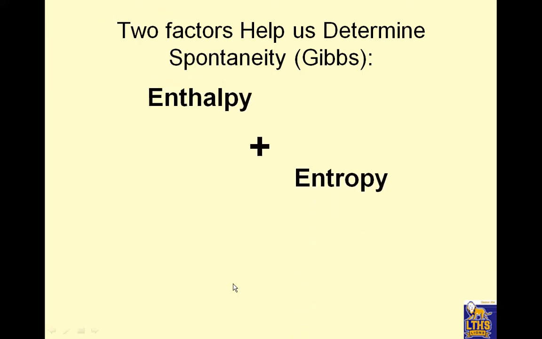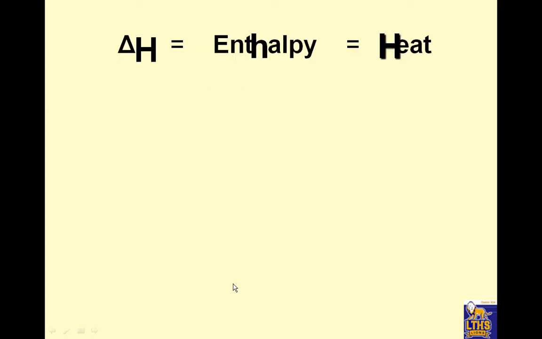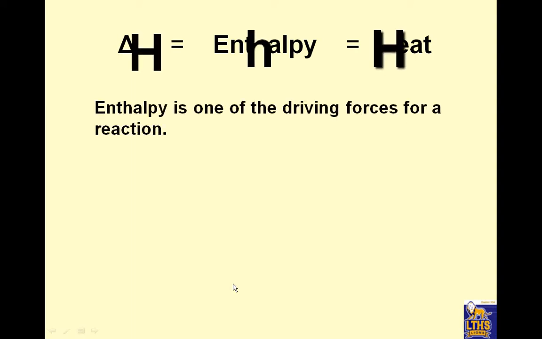Okay, so two factors help us determine spontaneity. They are enthalpy and entropy. We've talked a lot about enthalpy because that's heat, and I introduced entropy a little bit in the last video notes. So let's talk about heat one more time. Hey, look, delta H, enthalpy, heat. Delta H, enthalpy, heat. Keep that in mind.